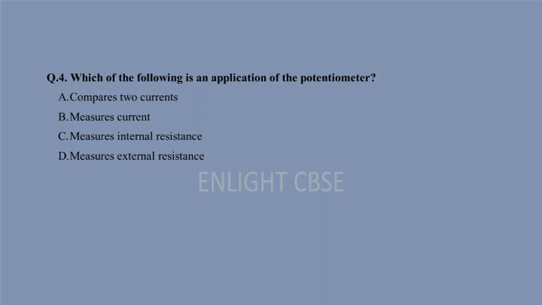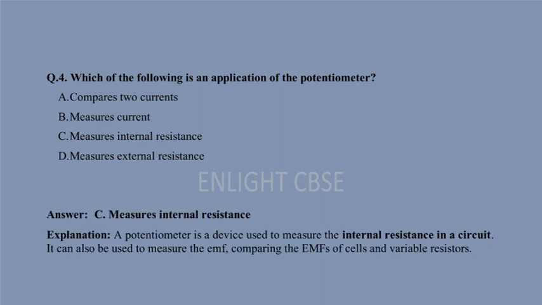Question 4. Which of the following is an application of the potentiometer? A. Compares two currents. B. Measures current. C. Measures internal resistance. D. Measures external resistance. Answer: C. Measures internal resistance. A potentiometer is a device used to measure the internal resistance in a circuit. It can also be used to measure the EMF, comparing the EMFs of cells and variable resistors.